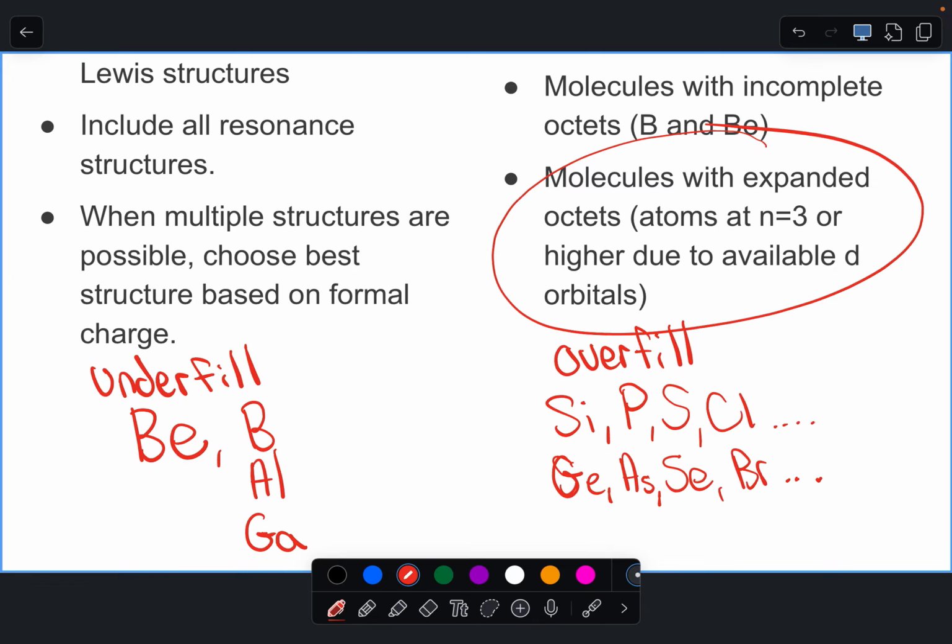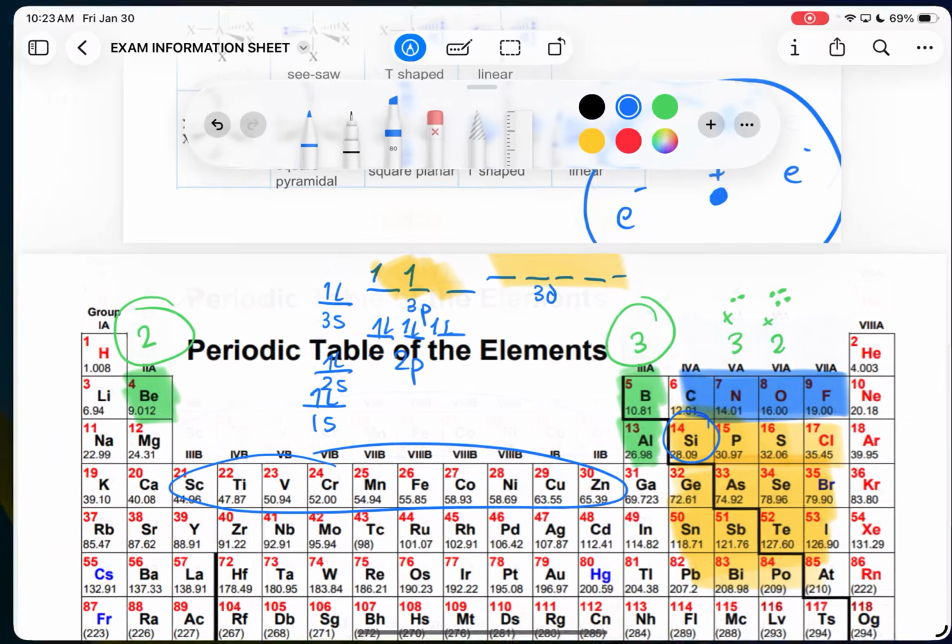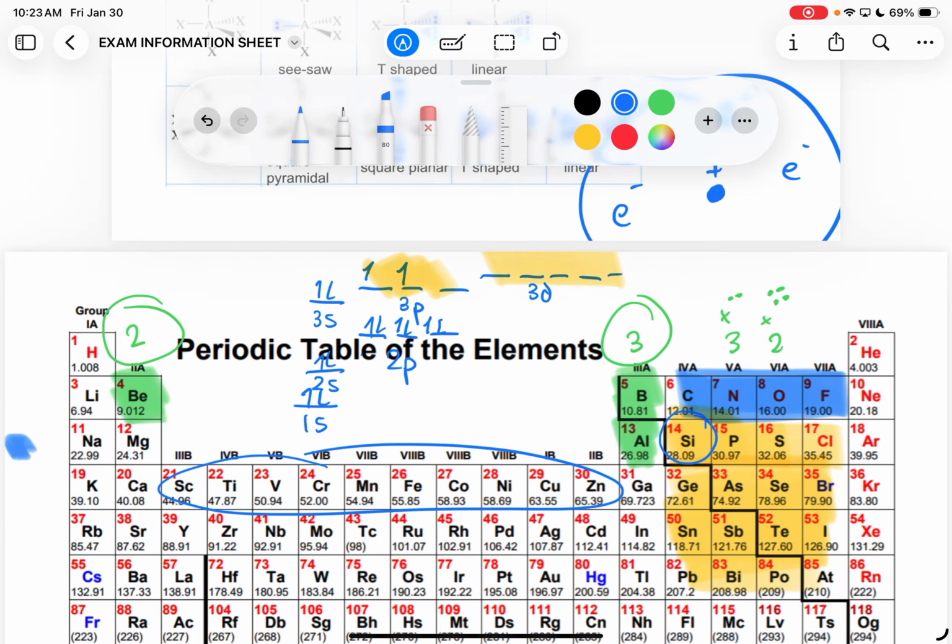So let me show it to you on the periodic table. So n equals 3. Now, when I write it on the periodic table, because I'm assuming you guys remember this from last semester, yes, it's the third row, but that corresponds to the third energy level of where those electrons are. So like the third step out from the nucleus.